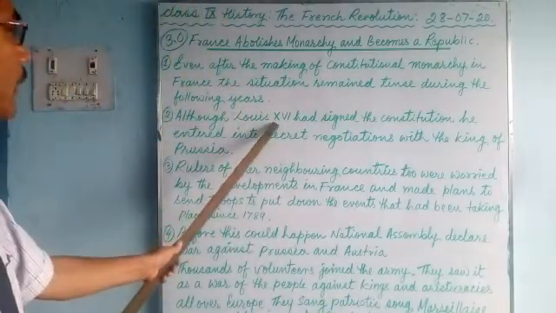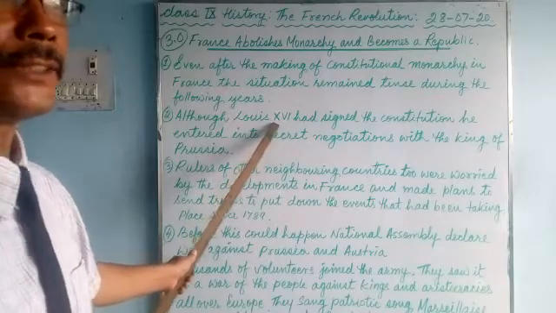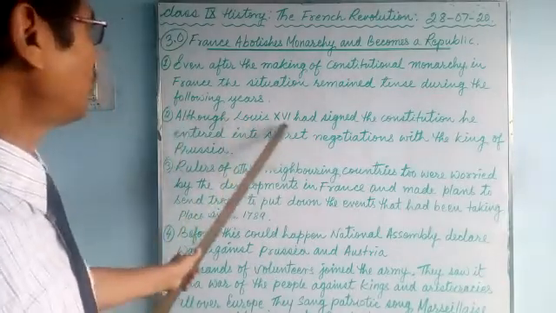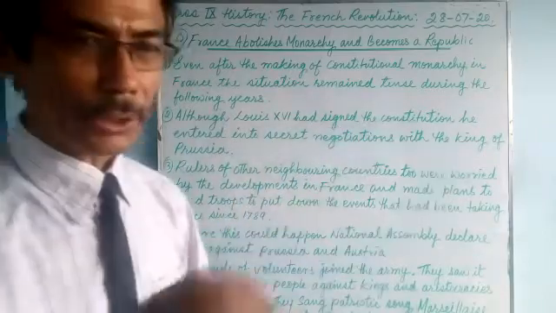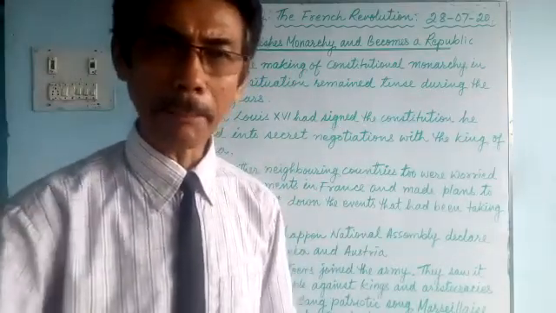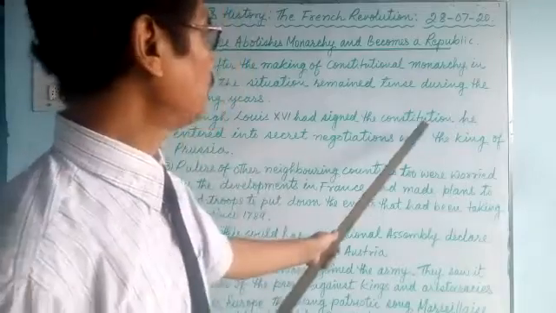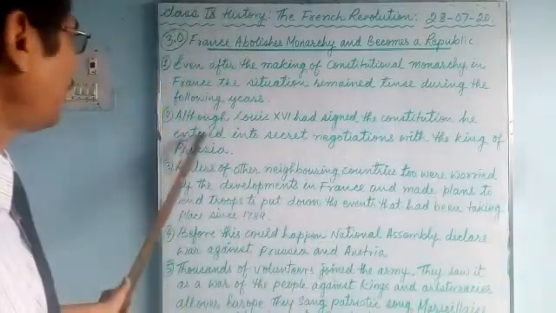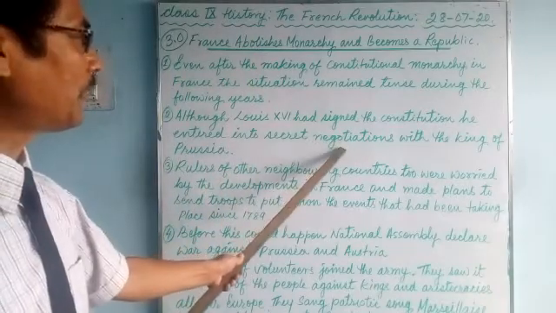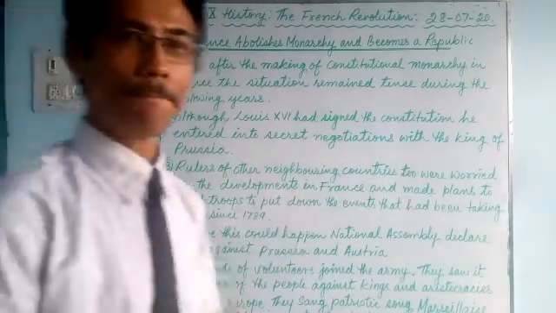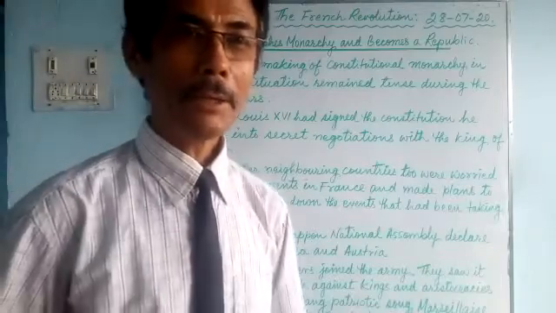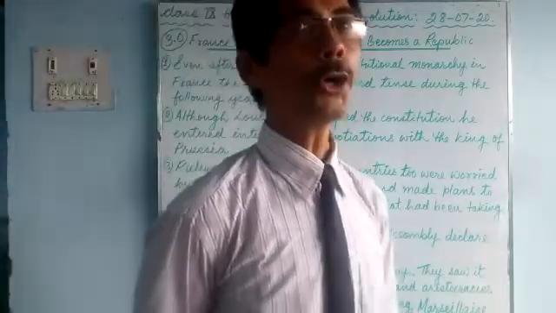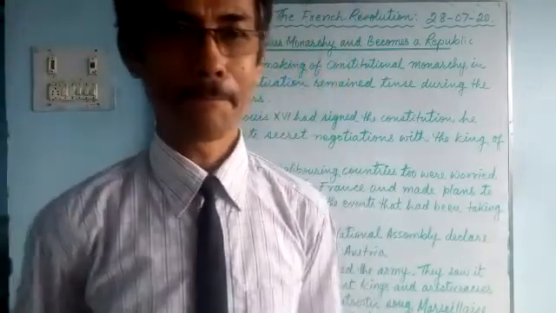King Louis XVI was the ruler during this period. Although Louis XVI had signed the constitution and given up his power, his power was limited. Yet he entered into secret negotiation with the king of Prussia. That was the reason. King Louis quietly had a talk with the king of Prussia.